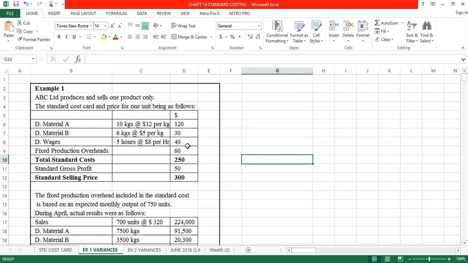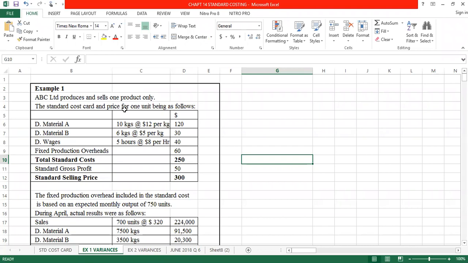Please take note of this and understand it, because I'll only do one example and I'll give you another example to do on your own. So ABC Limited produces and sells one product only.